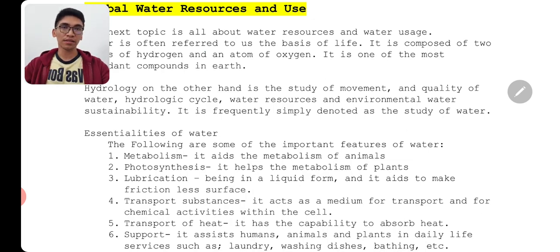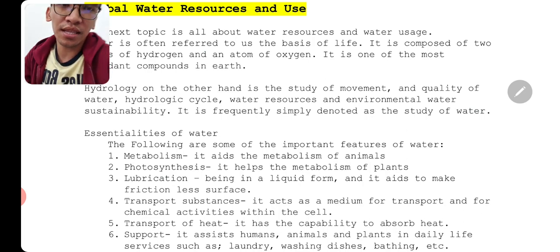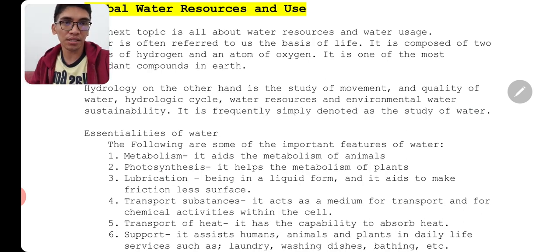We look for other things na mag-support ng ating life. So ngayon, isa sa mga things to consider is photosynthesis. It helps the metabolism of plants. Last time, I already discussed to you the main importance or the role that the plants are playing on the photosynthesis process.